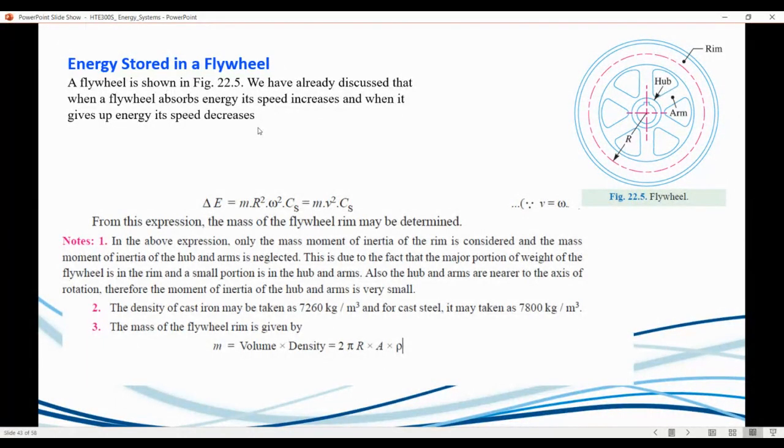I'm just lecturing through everything, and then we'll touch on examples and refer back to slides when need be. The fluctuation of energy is essentially equal to the mass times radius squared, which is I omega squared times Cs. The mass can be expanded further: 2 pi r, the circumference, times the area times the density. Typically we look at cast iron or steel, so the densities are 7260 for cast iron and 7,800 for cast steel. Make sure you remember that.